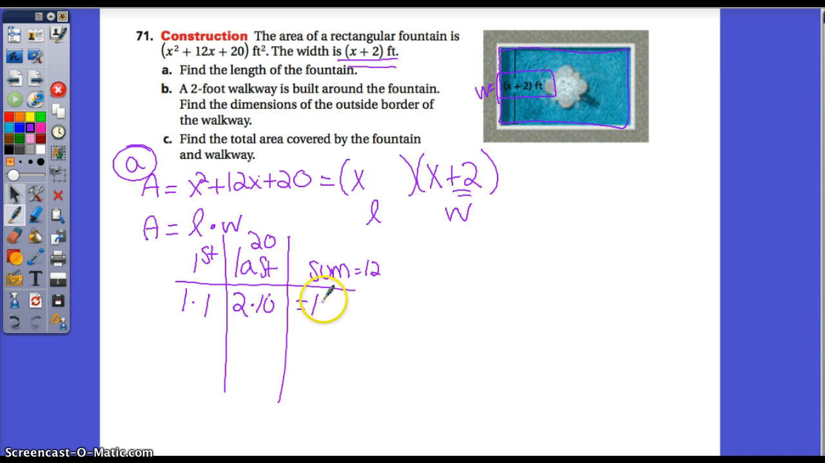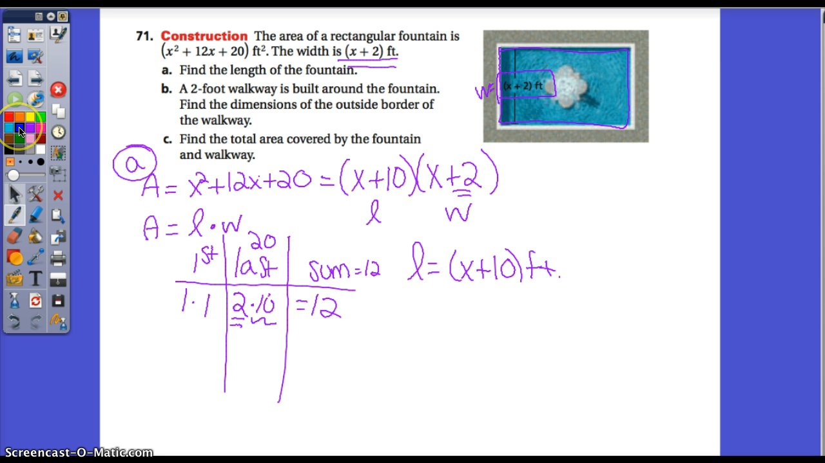Well, what is 2 plus 10? It does equal 12. So we know, we already did the x plus 2, now we just have to plug in the x plus 10. And right here we have two quantities, length times width, so we can just say that the length is just x plus 10 feet.